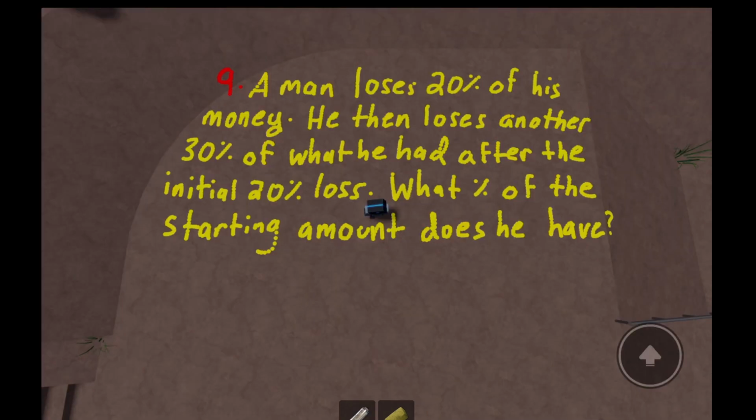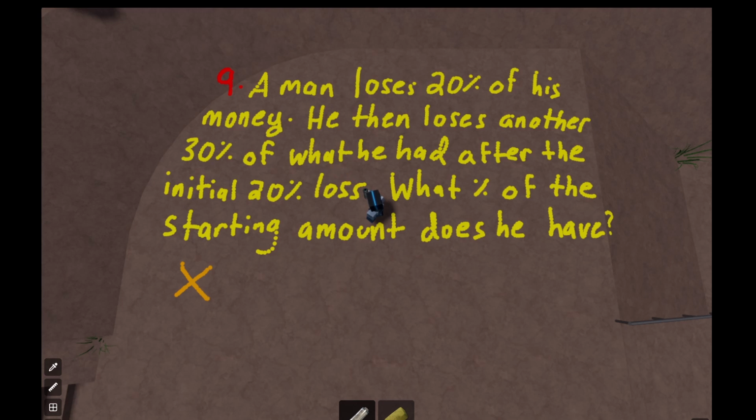In this problem, we have a man loses 20% of his money. He then loses another 30% of what he had after the initial 20% loss. What percent of the starting amount does he have? Your first instinct might be to think that 20% plus 30% is 50%, so therefore he lost 50% of his money, but I'll show you why that's not the case. Let's do this in two steps. Let's first compute how much he has after the 20% loss, and then after the 30% loss. Let's say he starts with X dollars.